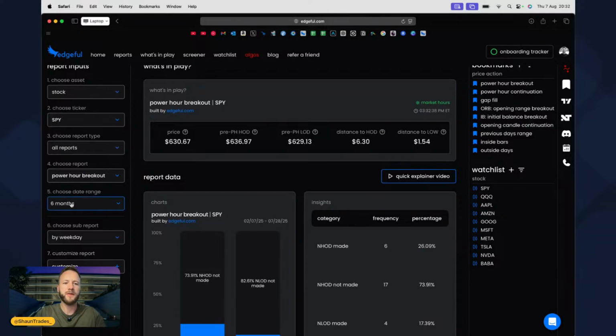Data range is 6 months. That's where I leave it. Sometimes I do it more specifically to the actual market. For example, we're on a bull run at the moment, so I just do it from the beginning of the bull run rather than the last 6 months, just because it's a different type of market, if you see what I mean.